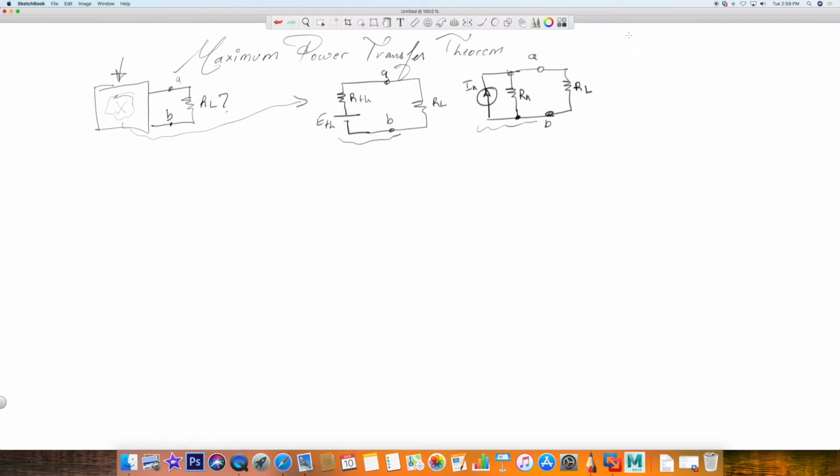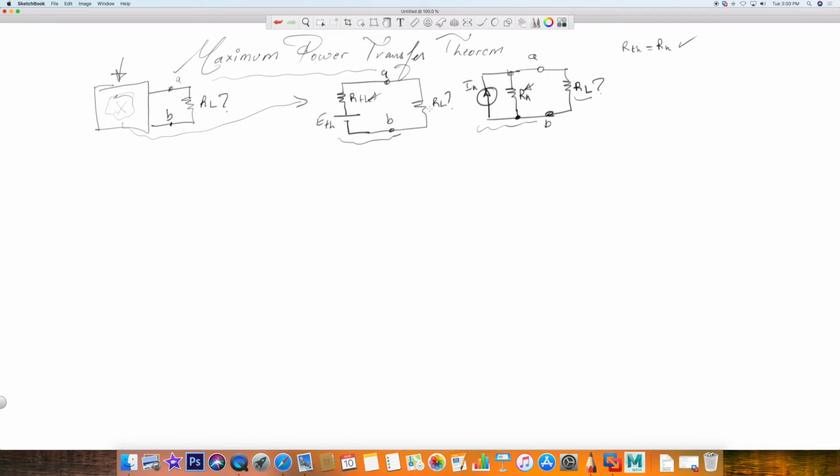Now, we've demonstrated in other videos that your internal resistances, RTH and RN, are pretty much the same. So typically RTH will be equal to RN. We've demonstrated that, so we'll leave it alone. We'll see how that comes into play in terms of determining, again, the best value for RL for maximum power transfer.